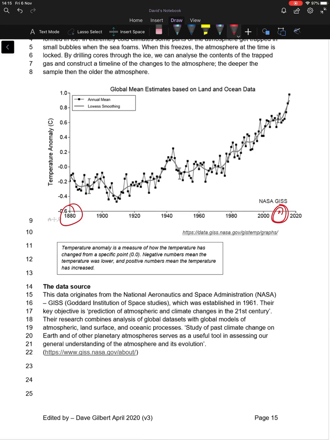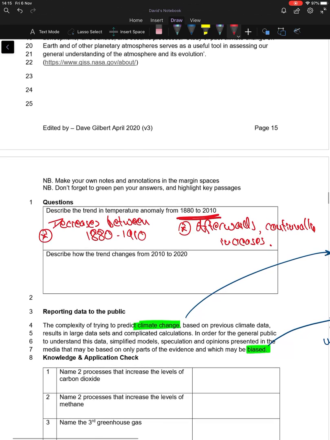Now let's have a look at the final bit. So what happens to the rate from here compared to here? So on that final bit, we're saying that the rate actually is much quicker. The rate of increase is much quicker over this time period.